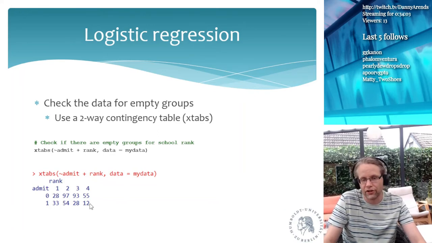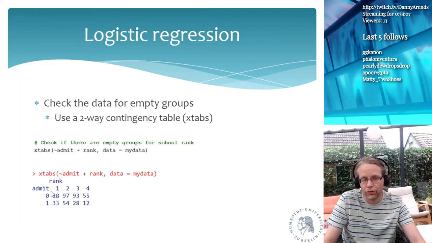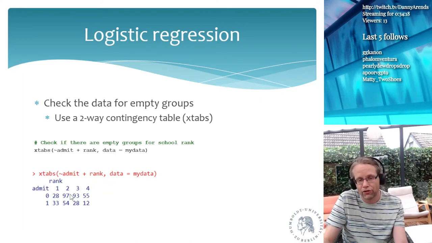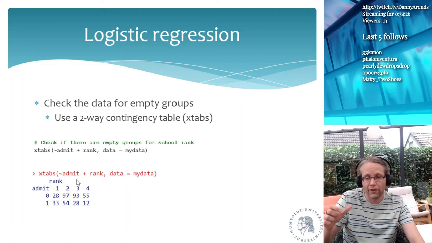So here we can directly see that there is some kind of a structure, and that the higher the rank of your school, the higher the chance that you get into UCLA. But none of these are zero, so that means we can do a model, because if we had a zero somewhere, then we should have dropped that rank altogether. And this is very important, especially in logistic regression, because you're working with a 0-1 variable. In each of the factor groups, you want to have at least some observations.